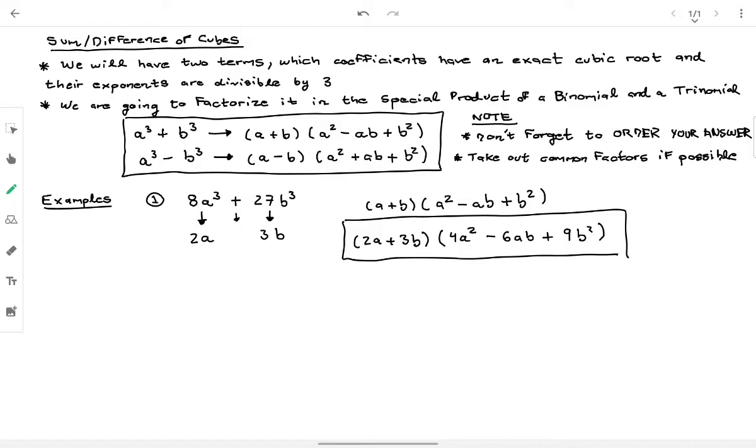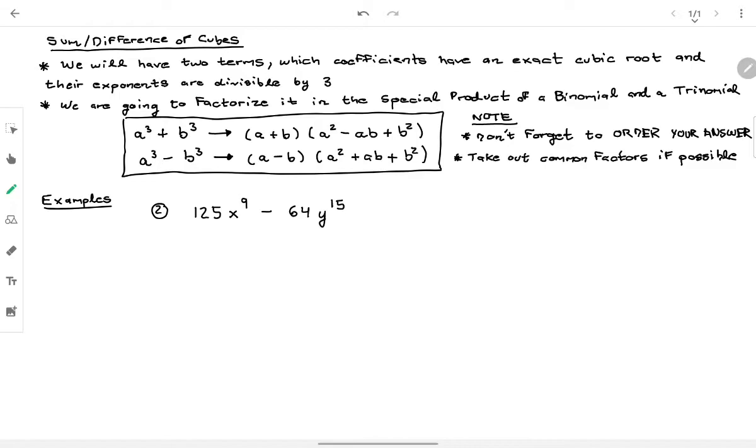So it's not a difficult topic. It's only applying the formula and converting from having a sum or difference of cubes into a special product of a binomial and a trinomial. So let's continue with another example.